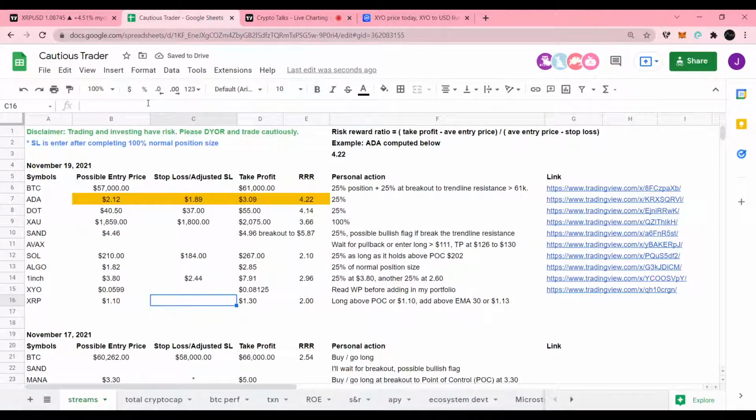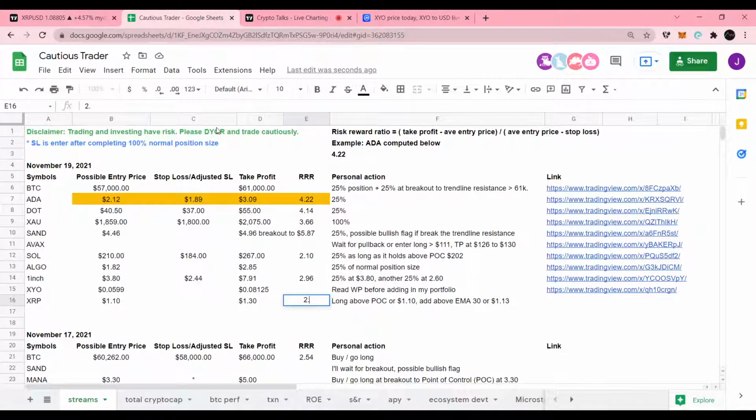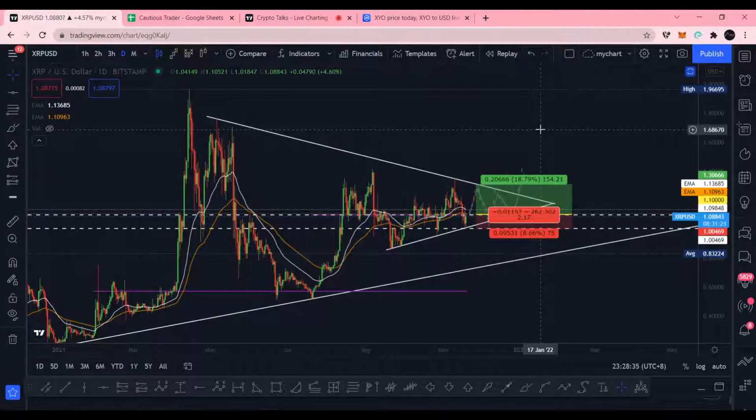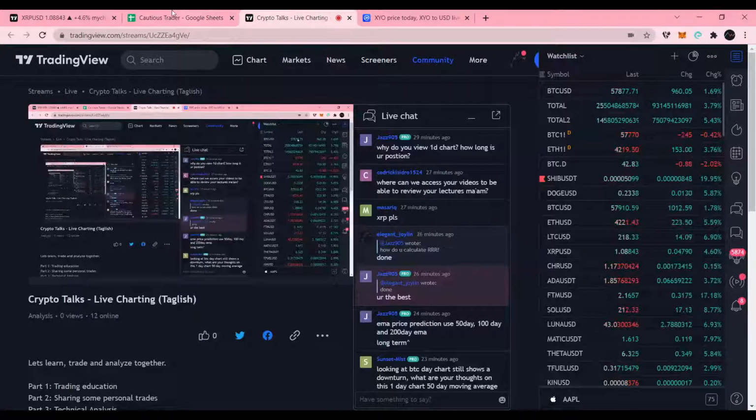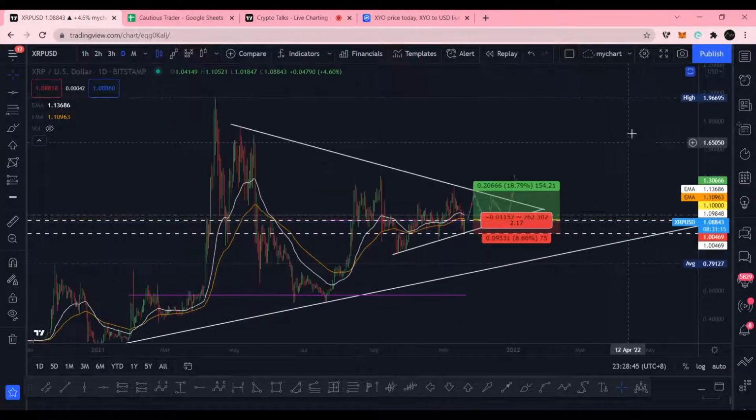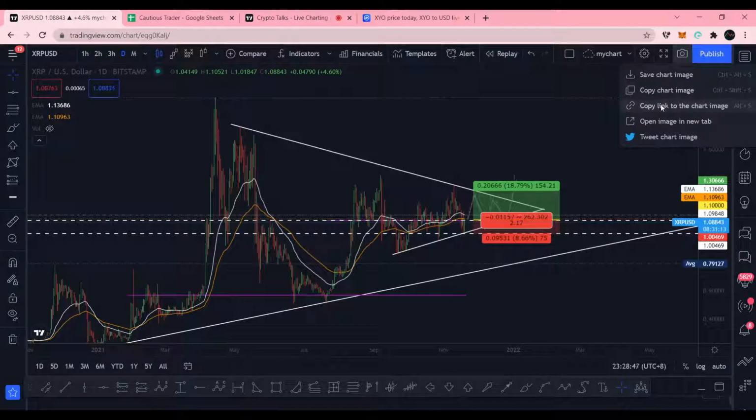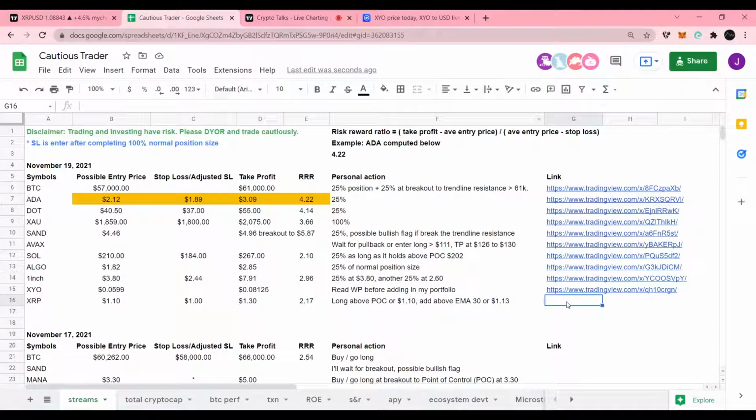So stop loss when I reach my position size, 2.17. It's even 2.17 with the stop loss of that $1. And then I'll just copy that. Though for my long-term hold, I'm actually waiting above $5. So I'm still holding my XRP.